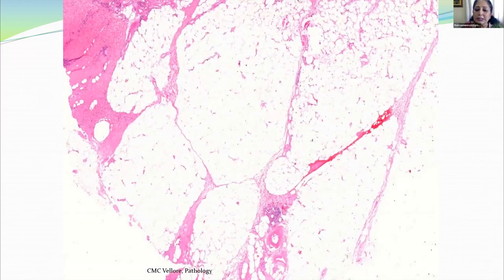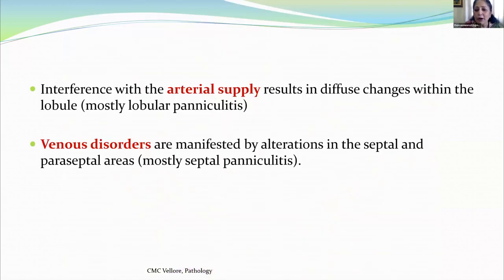Now here's a lesion which is seen in the septa. So you have just a little bit of inflammation here. So this is a mild septal involvement. So for panniculitis per se, the first thing that you'd ask yourself is, does it involve the septa or does it involve the lobules of the panniculus? So that's question number one. Is it septal or lobular? Now, if you have a lobular panniculitis, it's usually because the arterial supply is involved. Whereas if it's a venule which is involved, you usually get a septal panniculitis.